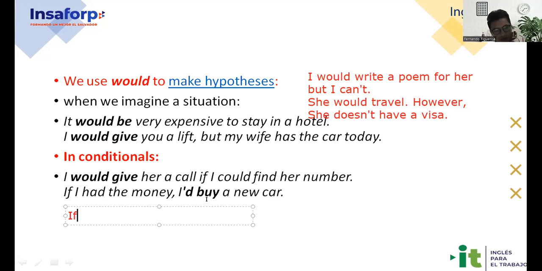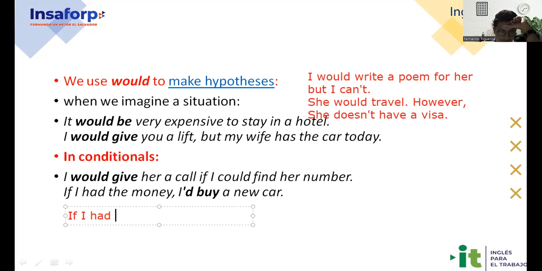Y lo que les comentaba a los chicos, empezamos. Tenemos dos cláusulas aquí cuando hablamos de condicionales. Tenemos una cláusula if, es decir, una oración. Si yo tuviera el dinero, compraría un carro nuevo. Ahí está separado por una coma. Empezamos con la cláusula de if.